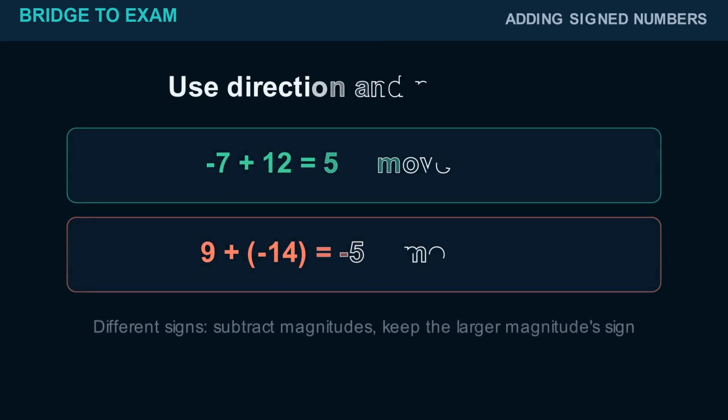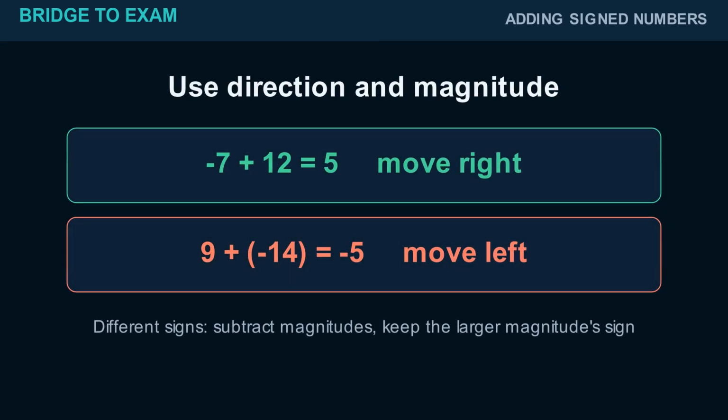For addition, treat each sign as a direction. -7 plus 12 starts at -7 and moves 12 units right, landing at 5. 9 plus -14 moves 14 units left and lands at -5. When signs differ, subtract the smaller absolute value from the larger and keep the sign of the larger magnitude.